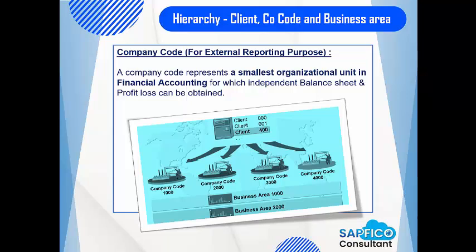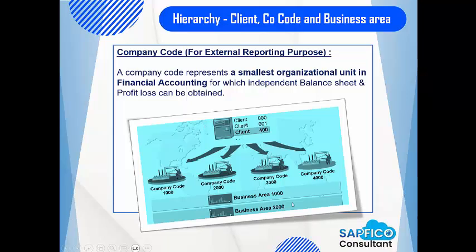So it is aligned with a legal company which is created and it is mapped in the system. So we see here there are these company codes created, company code 1000, 2000, 3000, 4000. Each of them can have a separate balance sheet and P&L. And separate postings are created with respect to a company code.